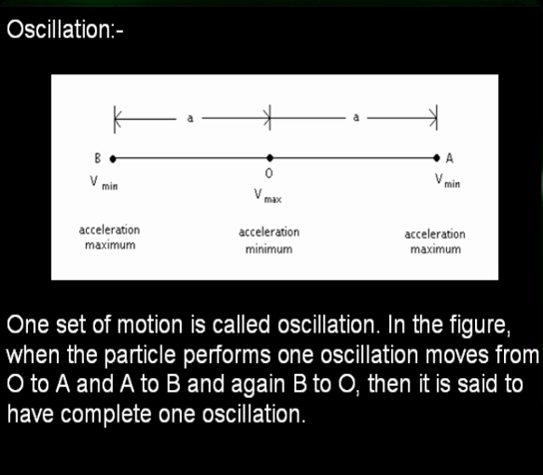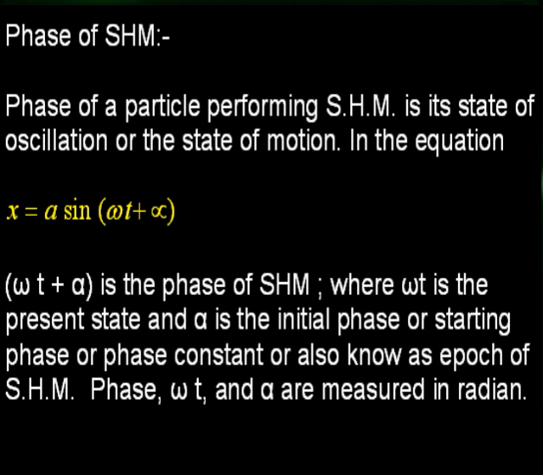Oscillation. One set of motion is called oscillation. In the figure, when the particle performs one oscillation, it moves from O to A, then A to B, and again from B to O. Then it is said to have complete one oscillation.